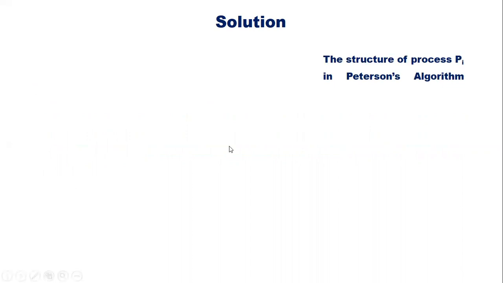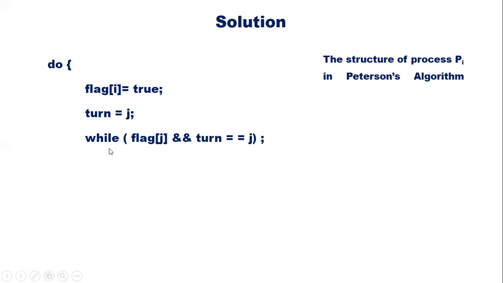So now let us discuss the algorithm. This is the structure of the process Pi in Peterson's algorithm. Do: flag[i] equal to true, turn equal to j, while flag[j] and turn equal to j; ending with a semicolon means it performs no operation. This part is the entry section.